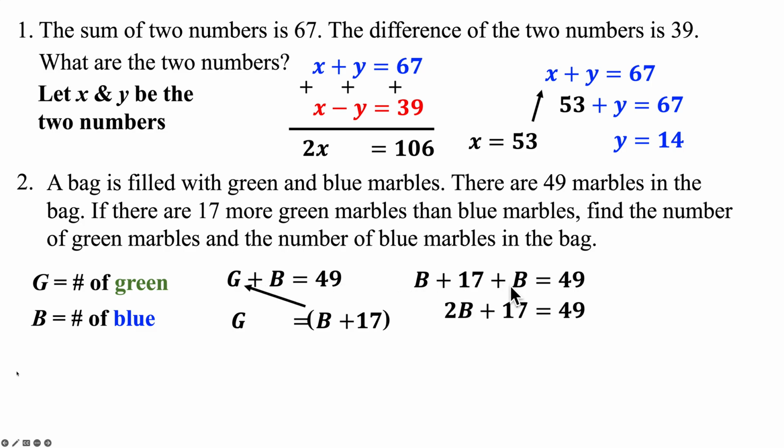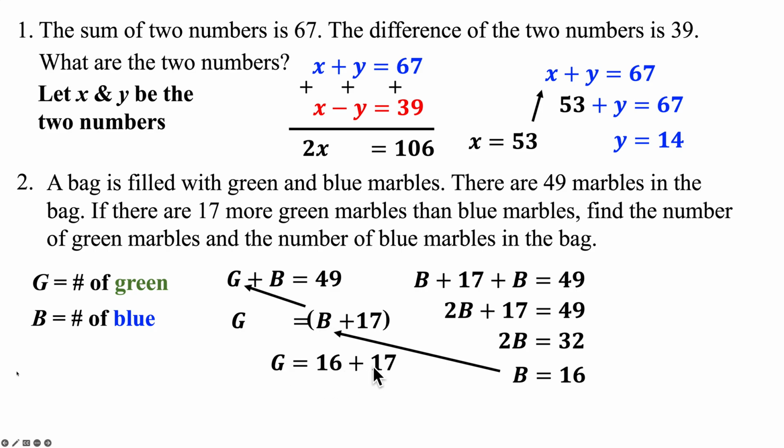So B plus B is 2B. We'll subtract the 17 from 49 to get 32. Divide by 2. B is 16. Take that 16, place it into the B where G is by itself. 16 plus 17 is 33. So we have 33 green marbles, 16 blue marbles.